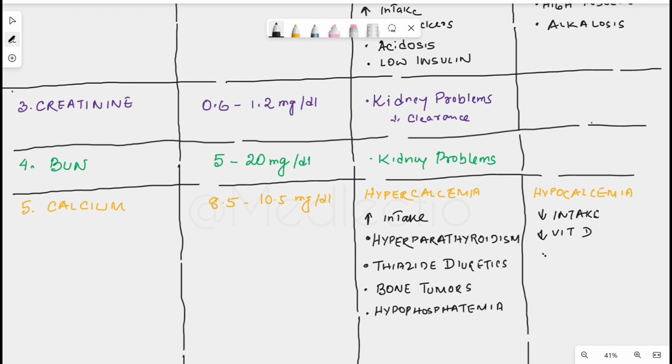So decrease intake, decrease vitamin D. Vitamin D and calcium are interlinked. If one gets decreased, the other will get decreased too. Then hypoparathyroidism: if your parathyroid gland is less functioning, you will get less calcium in blood. This parathyroid hormone also works on the nephron to reabsorb your calcium. Then hypoalbuminemia: calcium binds with albumin, so if you have less albumin, you will get less bound calcium. Then again, hypophosphatemia, hypercalcemia; hyperphosphatemia, hypocalcemia. So it is indirectly inverse, inversely proportional. These two things.